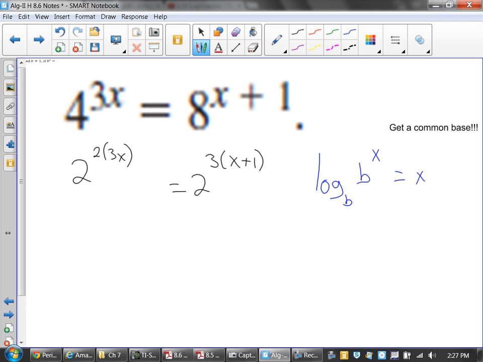So, since I have a base 2 on both sides, I'm going to log both sides. By doing log base 2 on this side and log base 2 here, have I kept the equations equal by doing log on both sides? What happens to the exponents? They drop.